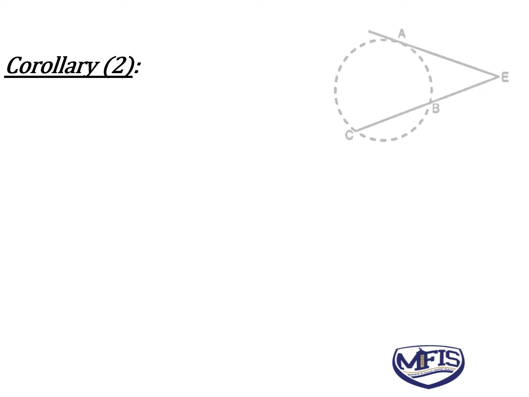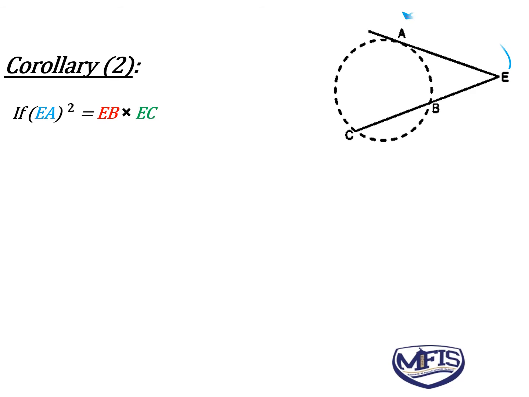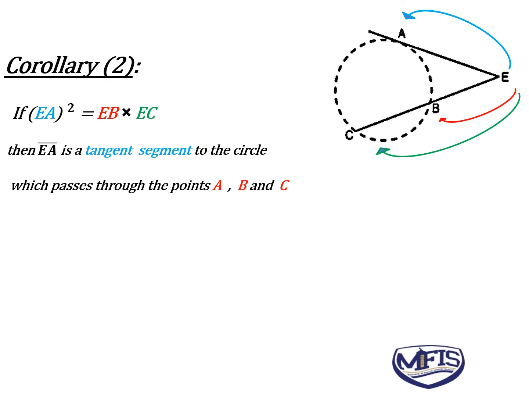Corollary number 2: if EA square equals EB times EC, then EA is a tangent segment to the circle which passes through the points A, B, and C.